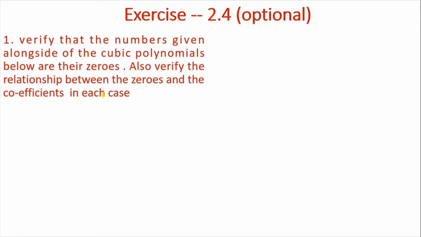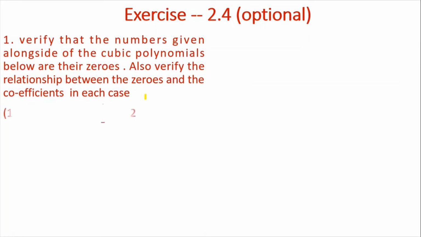Also, verify the relationship between the zeros and the coefficients in each case. So, in this question, what they are trying to say is, they are given a cubic polynomial and some values, and they want us to check whether the given values are becoming zeros for the given cubic polynomial or not. Okay. And also check the relationship between zeros and coefficients in each case.